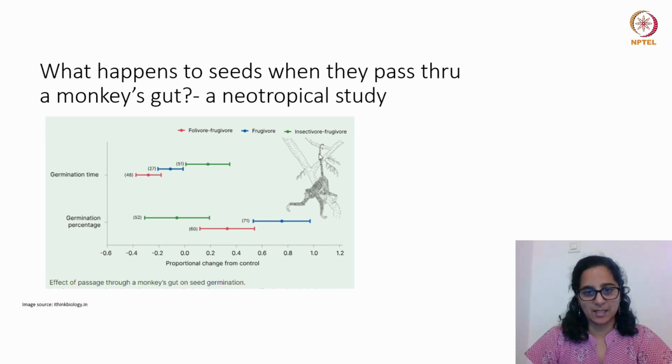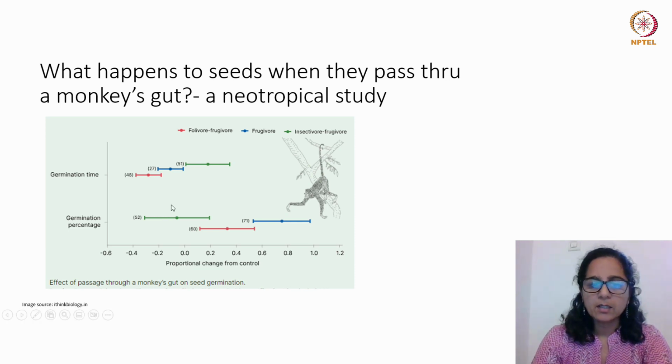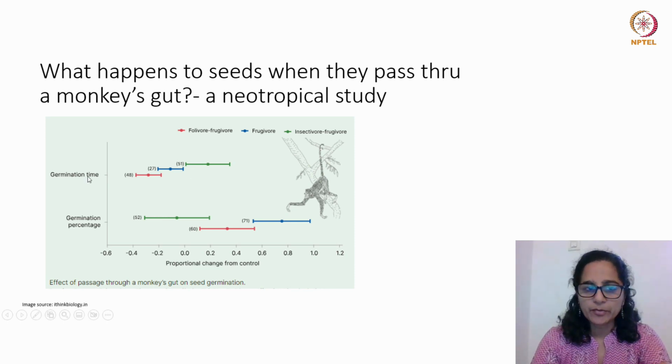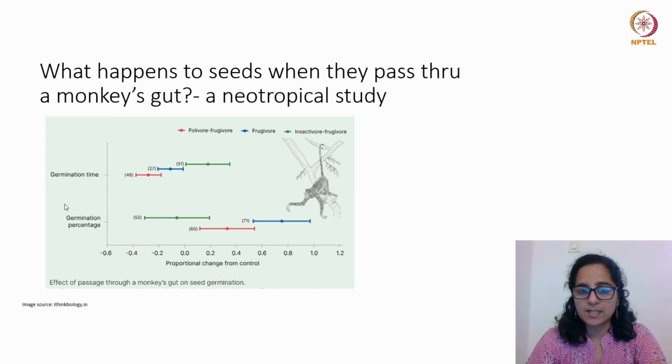There are a lot of studies done like this, not just Sengupta and her colleagues, but several people have asked similar questions in various parts of the world. Here, what they're looking at is germination time of seeds and germination percentage of seeds. That means what percentage of seeds actually germinated and how long it took to germinate when they were dispersed by monkeys, when they went through the monkey's gut.